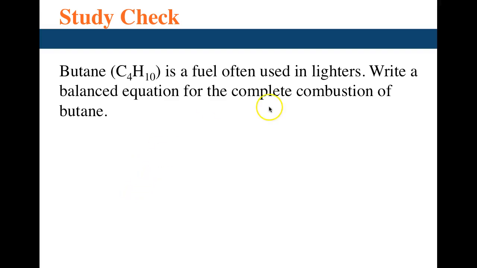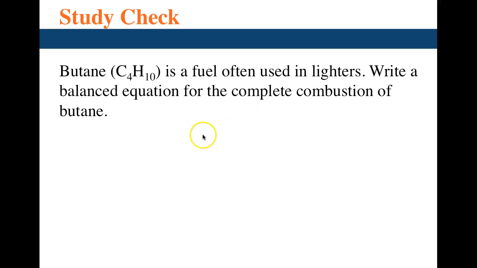Butane is used in the cigarette lighters. Again, like propane is used in those little tanks, the propane tanks, for when we use them for grilling and stuff like that. So butane is the fuel that is used in lighters.